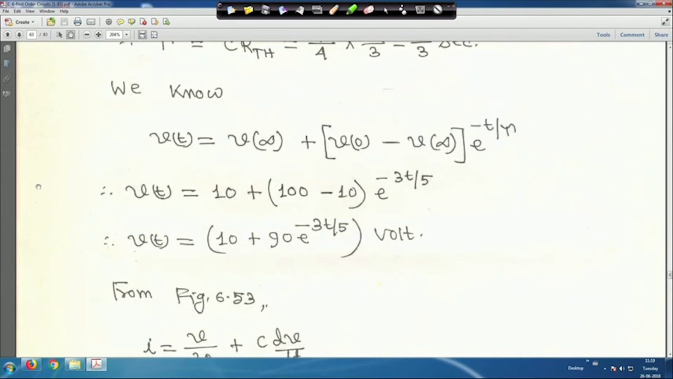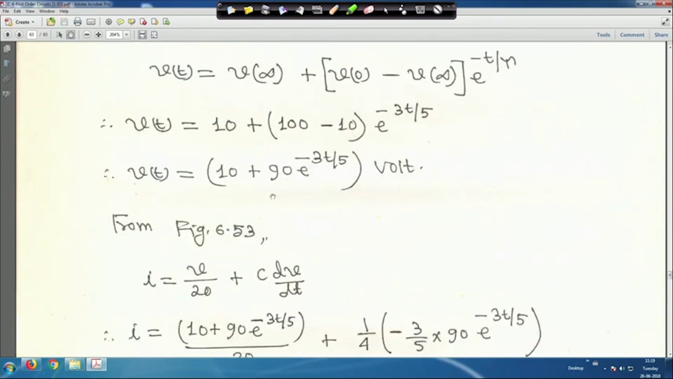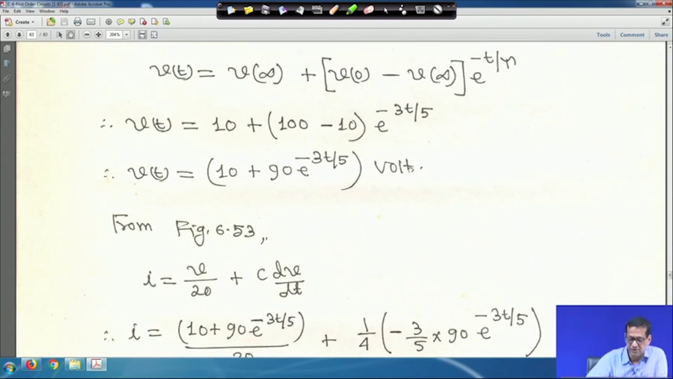Now, we know this formula that V t is equal to V infinity plus V0 minus V infinity times e to the power minus t upon tau. So V infinity we got 10, V0 is equal to 100, and V infinity is 10. So 100 minus 10, and tau is equal to 5 by 3, so it will be e to the power minus 3t by 5. So V t will be 10 plus 90 e to the power minus 3t by 5 volt.